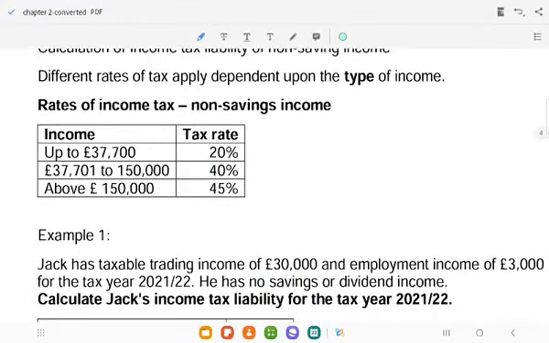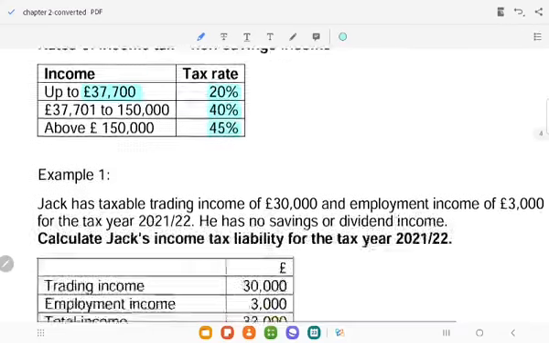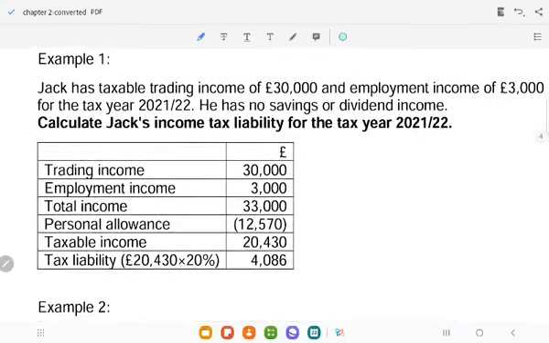The tax rates for the year 21-22 are: up to 37,700 of your income will be taxed at 20%. Between 37,701 and 1,50,000 of your income, it will be taxed at the rate of 40%. Remember, these are the rates of income tax for non-savings income. For income above 1,50,000, the tax rate is 45%. Then there is an example.